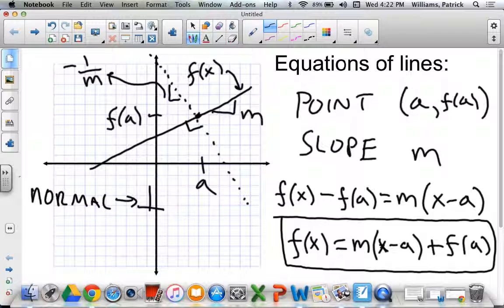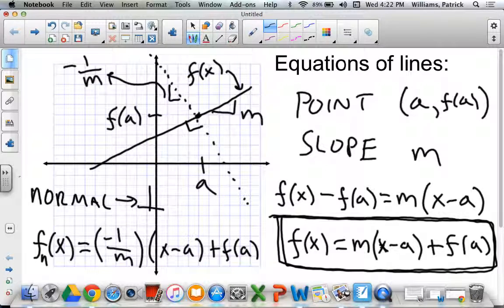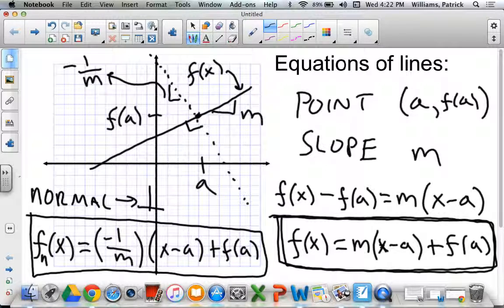So if we wanted to develop an equation for a normal line, that would be very similar to the equation that we used right here, but instead our slope is just going to be different. Our point is going to be exactly the same. The point is still going to be a comma f of a, but now the slope is going to be -1 over m. So the normal line, we'll call that fn for normal. That will be -1 over m times x minus a plus f of a. So these are kind of like end-all be-all equations that you can use to find equations of tangent lines and then normal lines.